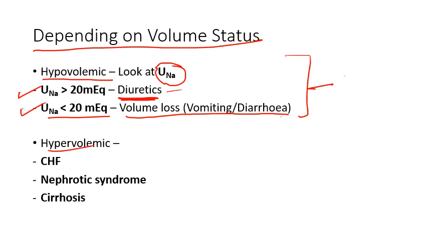Then if the patient is hypervolemic, that is if you see pedal edema, lung crackles, jugular venous distension, S3 gallop, it is one of these three. These are three common causes of hypervolemic hyponatremia: congestive heart failure, nephrotic syndrome, and liver cirrhosis.